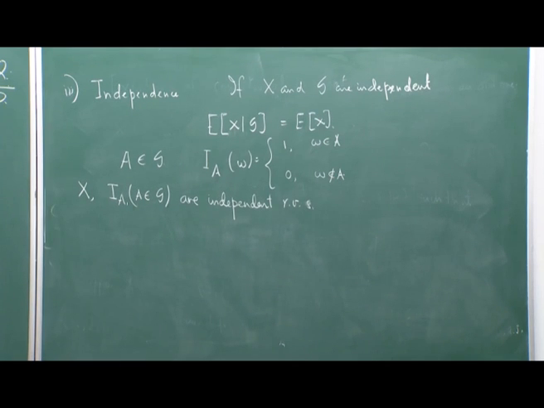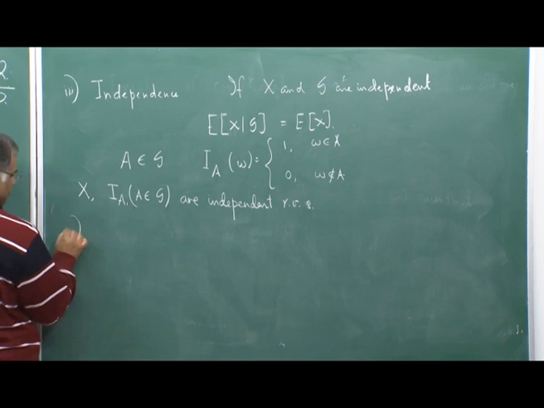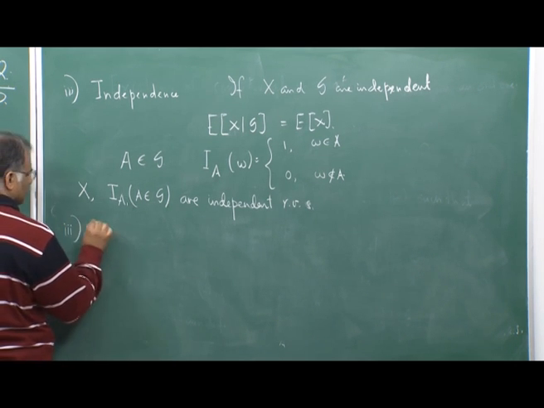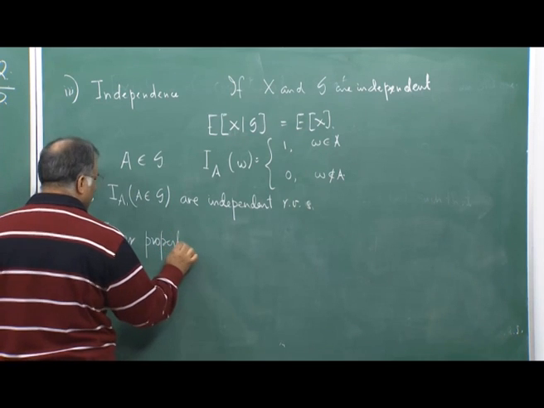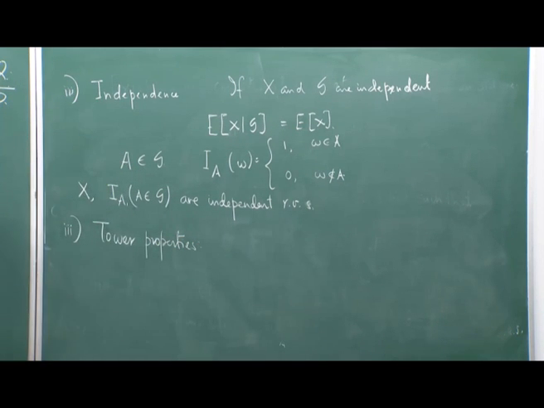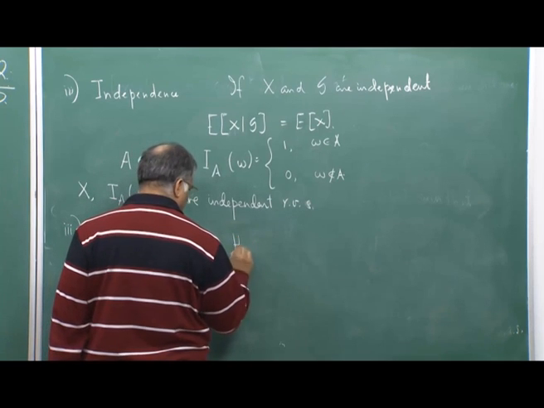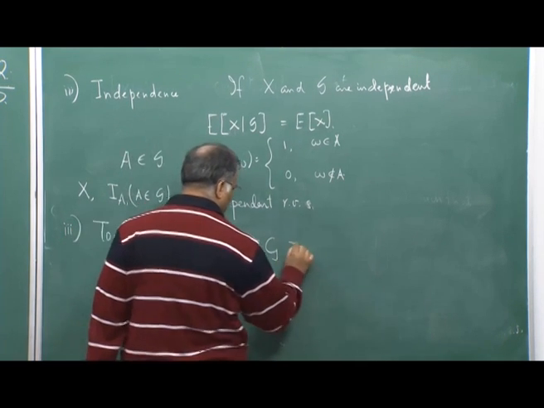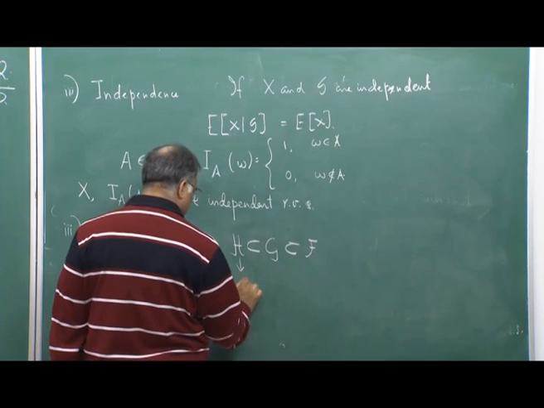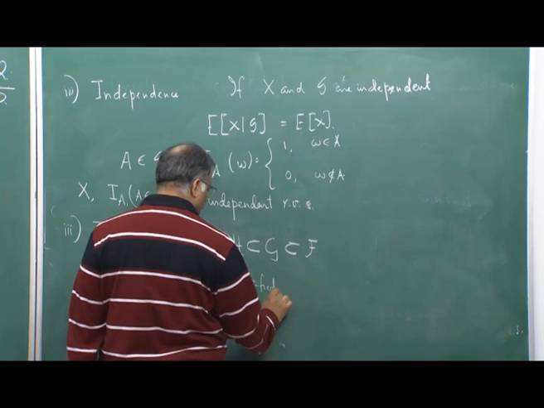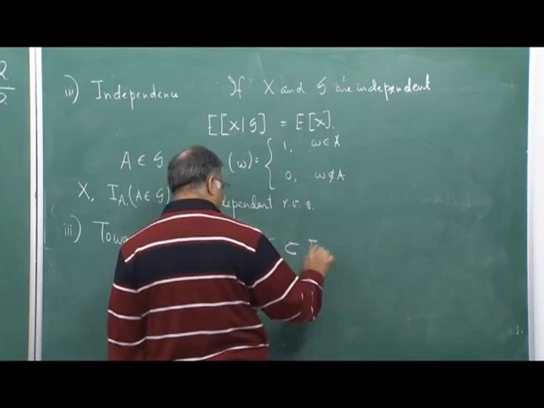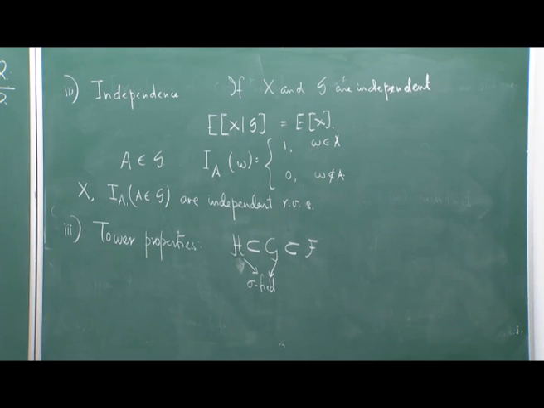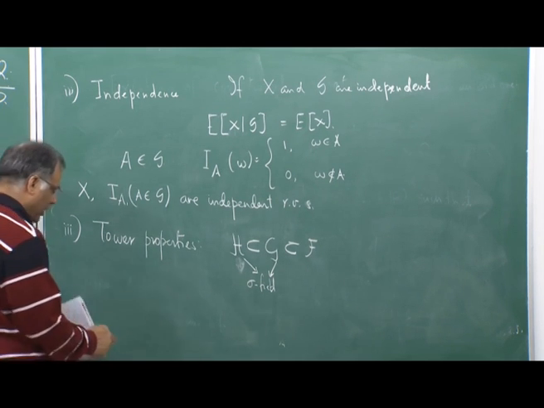The third and last property, which is used pretty often, is the tower property. It is very important for you to learn these properties, so you will have exercises to work on. You have a sigma field H which is contained in the sigma field G, which is contained in the sigma field F. So both G and H are sigma fields contained in F. Then the property that we have is the following.